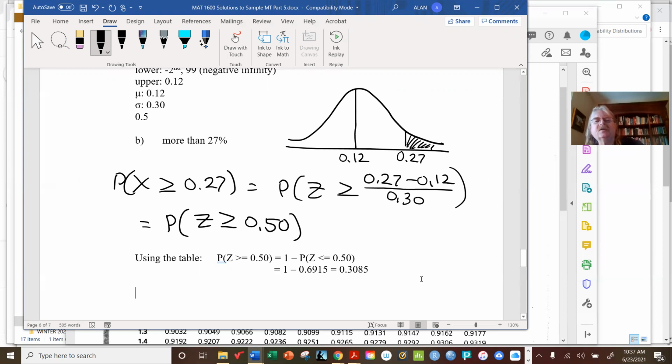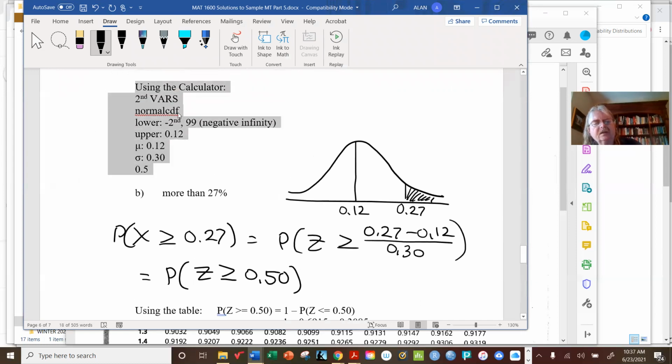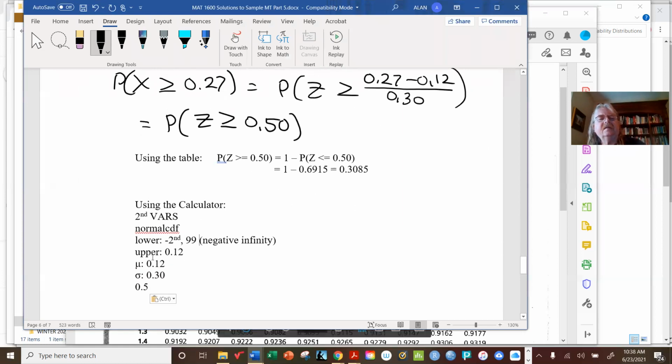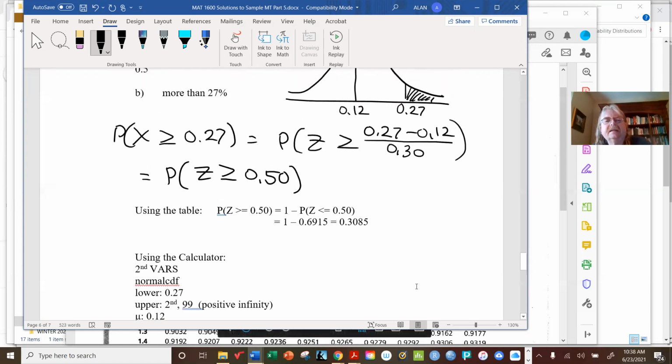And we're done, unless we choose to use the calculator, where we just plug everything in directly. So in other words, the lower limit will be 0.27. The upper limit is positive infinity. And when you do the plugging in, it should be the same thing, okay? 0.3085, that's it, perfect. Nice, okay.